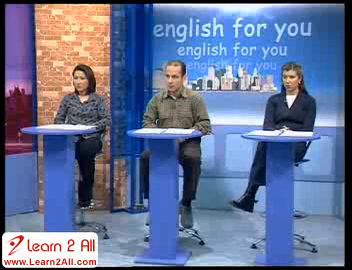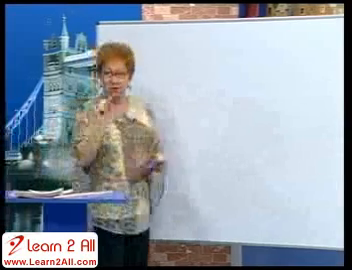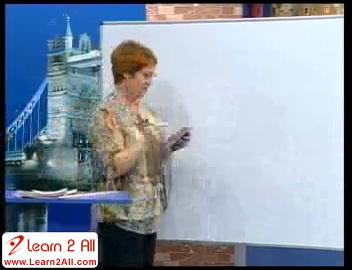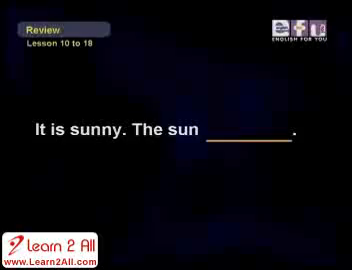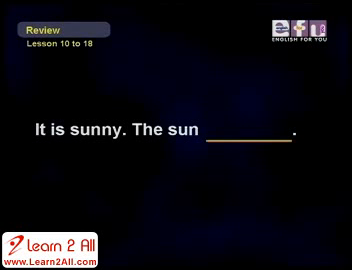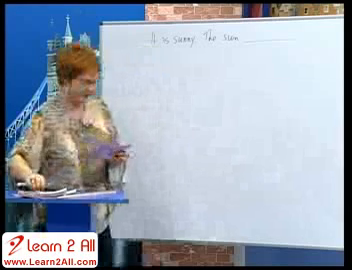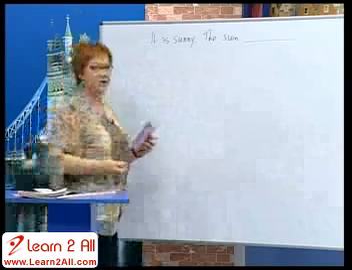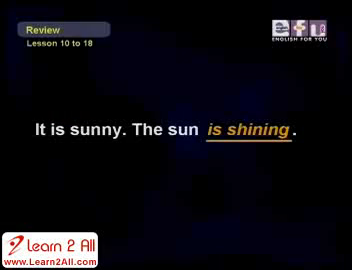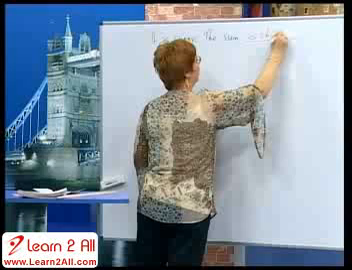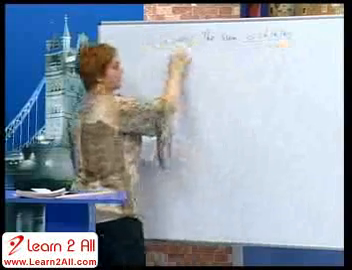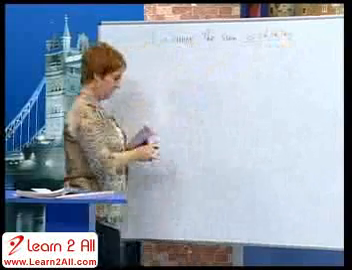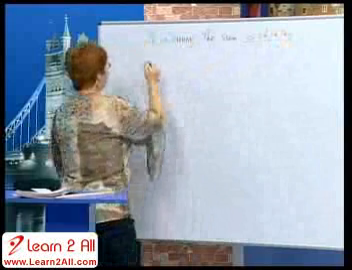Now, you look and you think also. Okay, here we go. It is sunny. The sun. Okay, let me get my red pen here for the answer. And Isabel, you do the first one. Okay. It's sunny. The sun is shining. Yes, good. The sun is shining. It's sunny, adjective. Present continuous. The sun is shining.